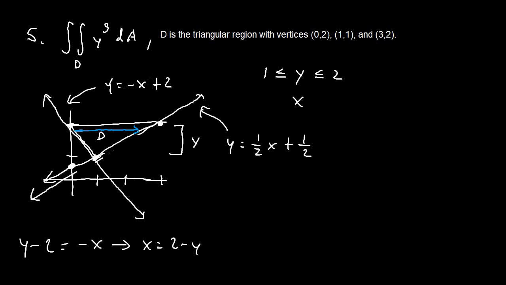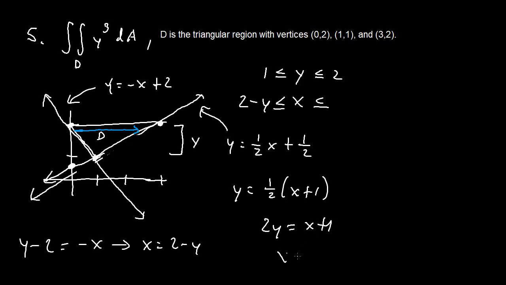So that left equation is x equals 2 minus y. Now let's find what this right equation is. If I solve for x, I'll subtract the 1/2. Or actually, before I do that, it's a little bit easier to factor out the 1/2. So y is going to be 1/2 times x plus 1. Now I can divide over the 1/2, or in other words, multiply by 2. So 2y equals x plus 1. So x equals 2y minus 1. That's going to be the upper bound, 2y minus 1.